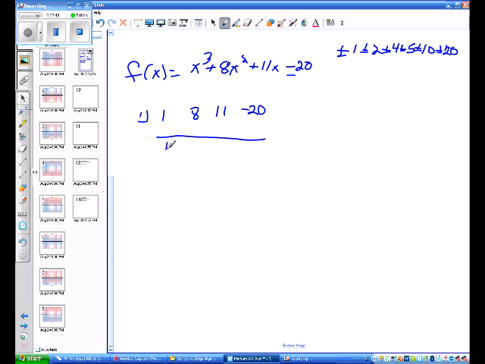So we have 1. 1 times 1 is 1, plus 8 is 9. 1 times 9 is 9, plus 11 is 20. 1 times 20 is 20, plus negative 20 is 0. So 1 was a root.